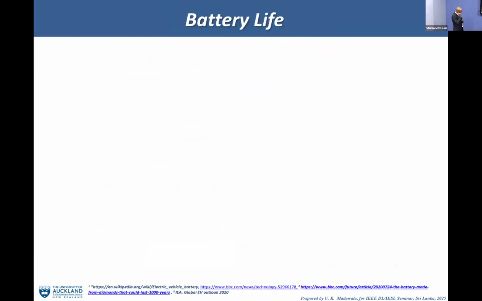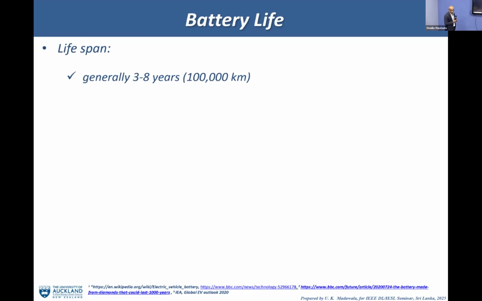So now I have talked about the types of batteries and the technologies. Let's have a look at the battery life, which is very important. Normal battery life span is about 3 to 8 years, and that is equivalent to about 100,000 kilometers.